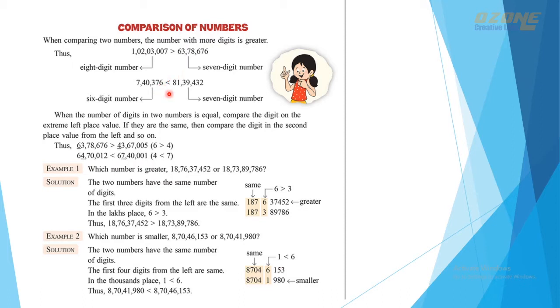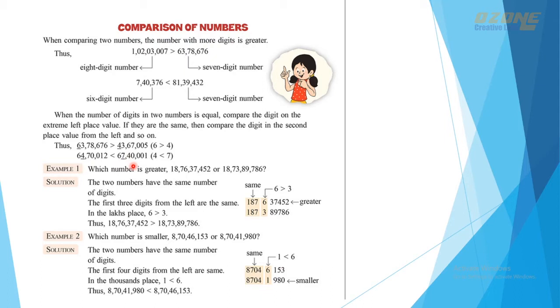Next, a 6-digit number and a 7-digit number are given. So the 6-digit number is lesser than the 7-digit number. So by counting the number of digits, we can say that the number with the greater number of digits will have the greater value. Now suppose the two given numbers have an equal number of digits, then what do we do? From our left-hand side onwards, we will compare the numbers. Each place we will compare and find out which number is greater or which number is smaller.